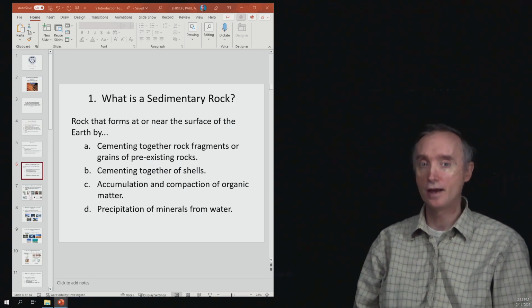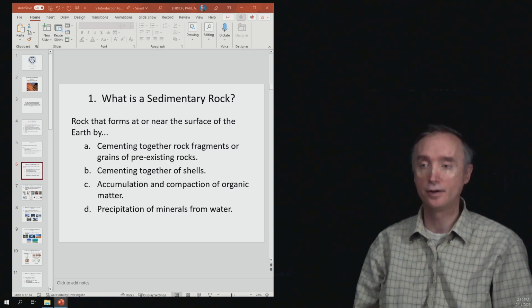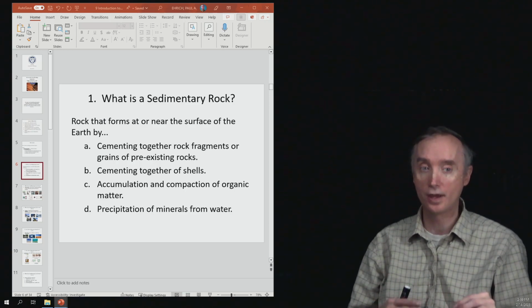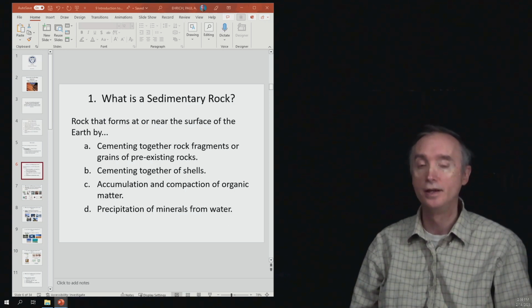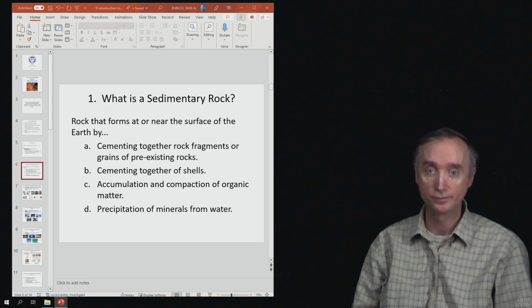You could also have organic matter in the ocean, so things like little organisms, and then when they die, they accumulate, and their organic matter, their carbon, can be squished together, and that's where we're going to get oil from.